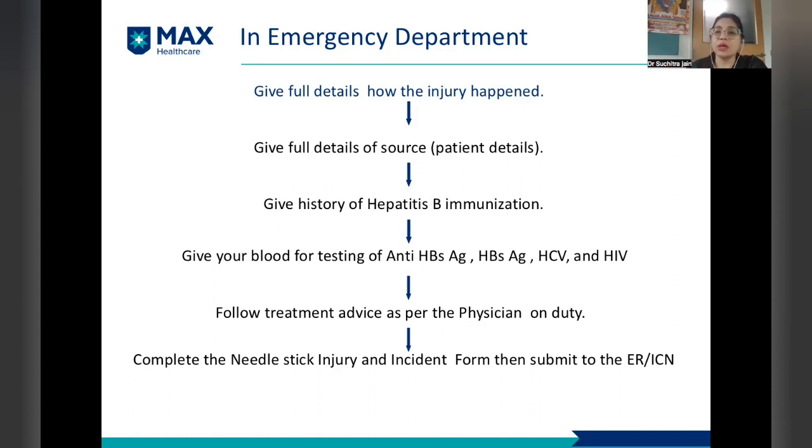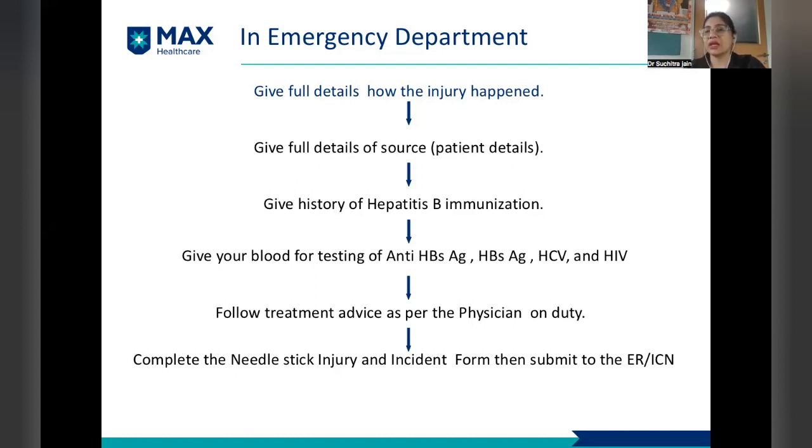Then you give your sample as well as the source's. If the patient is known to you, you will take this patient's sample also for HBV, HCV, and HIV, as well as for anti-HBs antigen and antibodies too. From the treatment point of view, we will see what we have to do, but report it and submit this. This needs to be seen in NABL also, in ISO 15189. It is an important way of tracking your needle stick injuries.